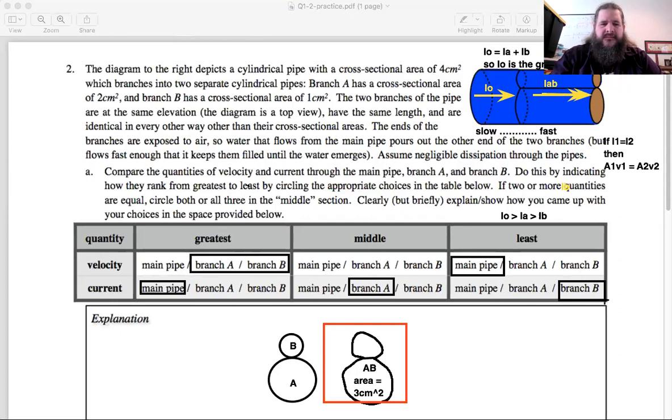Okay, thank you. And then I also see it says that if two or more quantities are equal, circle both. So I think that's what it's getting at. And I'm sorry, how did you say that B has a lower current than A? In terms of current, because it's got a narrower cross-sectional area. And I think we might actually be able to get that easier now that we know the velocities. Since A and B have the same velocity as each other, and current equals area times velocity, same velocity but a wider area means more current. Pipe A has a wider area than pipe B, so I would expect it to have more current.